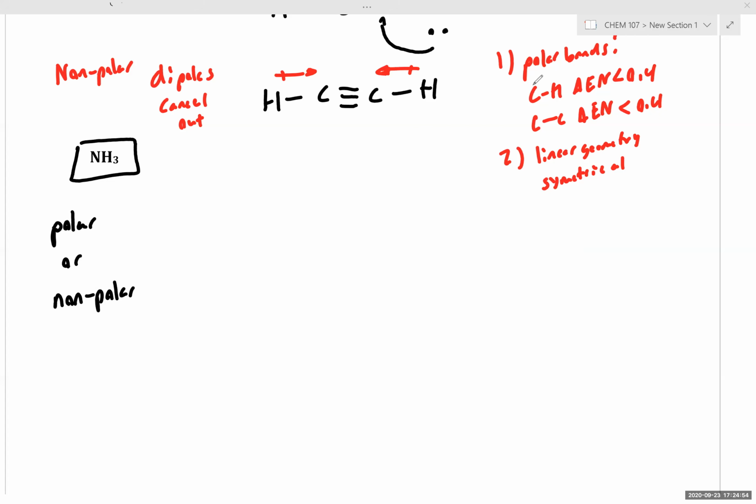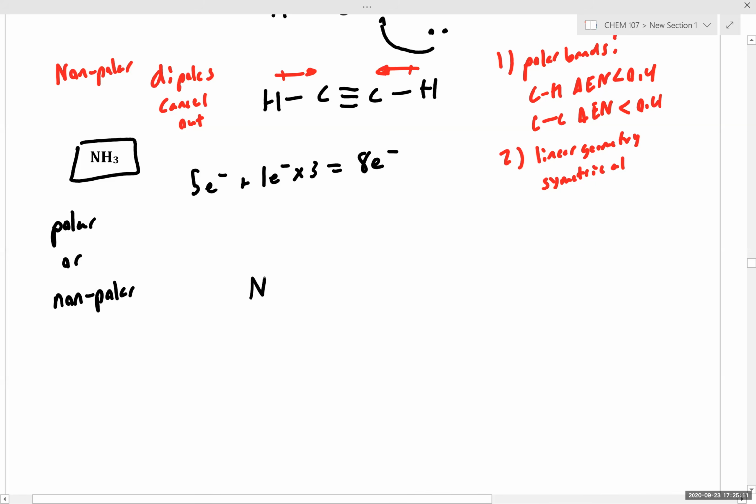So first and foremost, let's write out the Lewis structure for ammonia. Nitrogen contributes 5 electrons, hydrogen contributes 1, and we have 3 hydrogens. That gives us 8 electrons. We put nitrogen in the center, we surround it with 3 hydrogens and form 1 bond each. We have 2 electrons remaining. Our lone pair goes on nitrogen to complete its octet.